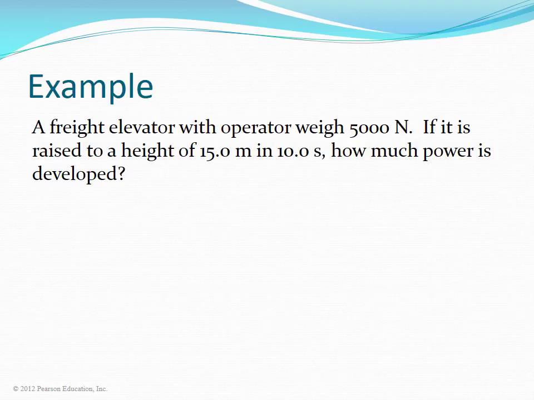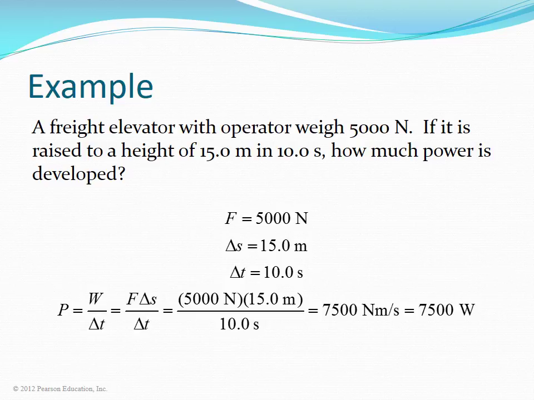A freight elevator with operator weighs 5,000 newtons. If it is raised to a height of 15 meters in 10 seconds, how much power is developed? The force is 5,000 newtons. The displacement is 15 meters, and the time period is 10 seconds. So the power is 5,000 newtons times 15 meters divided by 10 seconds, or 7,500 newton meters per second, or 7,500 watts.